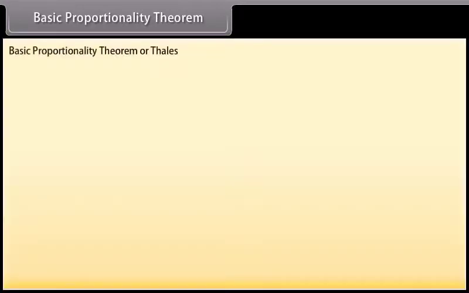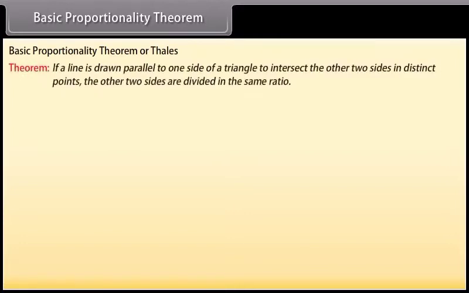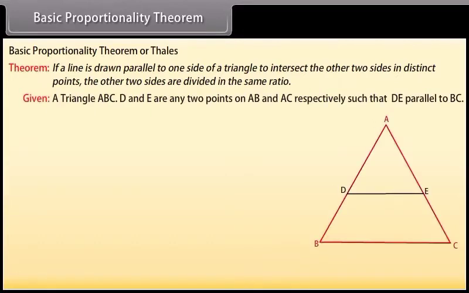Basic Proportionality Theorem or Thales Theorem. If a line is drawn parallel to one side of a triangle to intersect the other two sides in distinct points, the other two sides are divided in the same ratio. Given a triangle ABC, D and E are any two points on AB and AC respectively such that DE is parallel to BC. To prove AD/DB equals AE/EC.